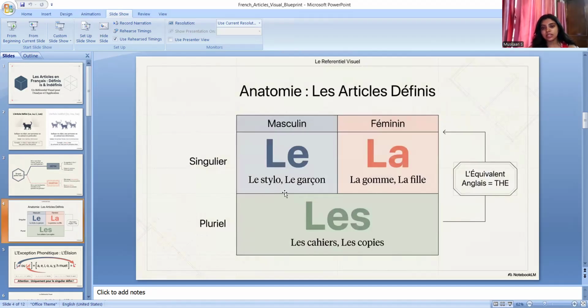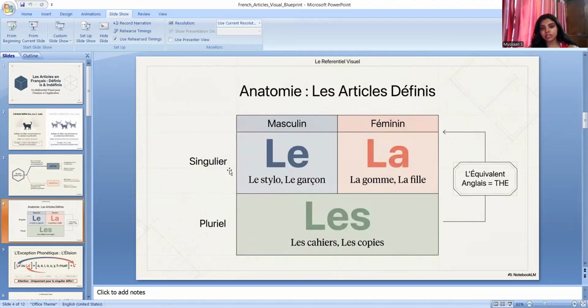How to use each article. Now these are les articles définis. Like I have already said, l'équivalent anglais is "the". Definite articles in English are "the", but in French, we use them according to gender or plural form.